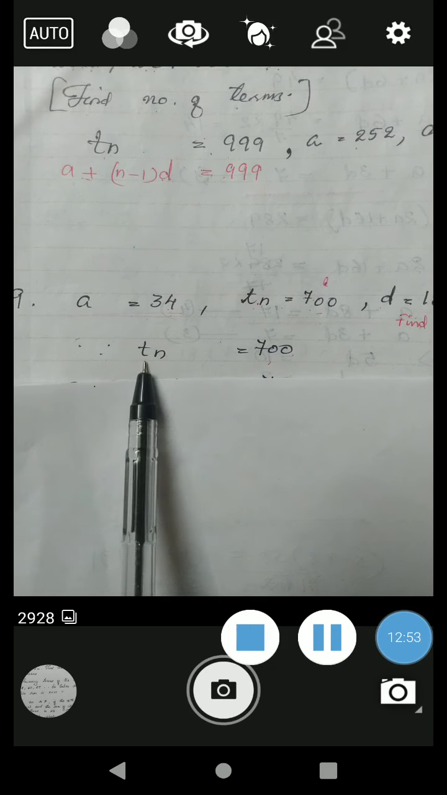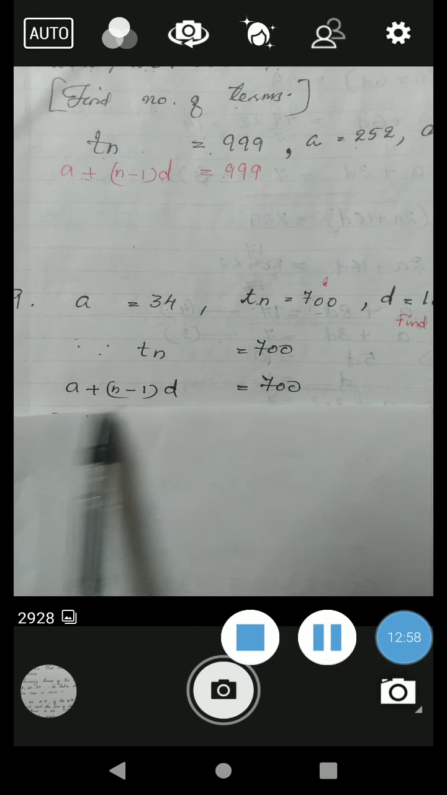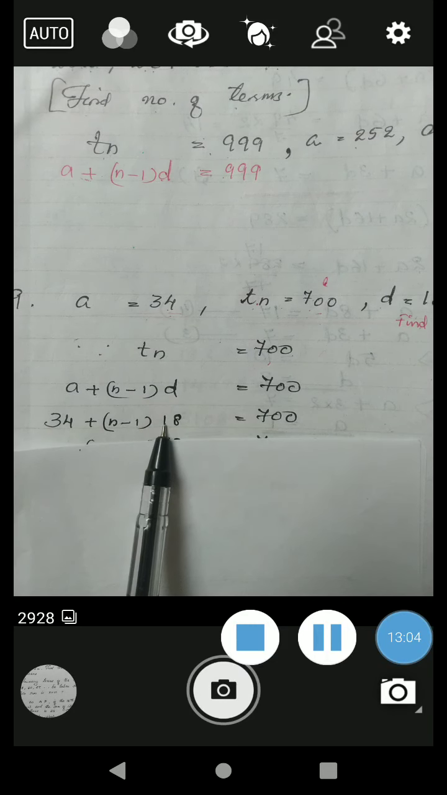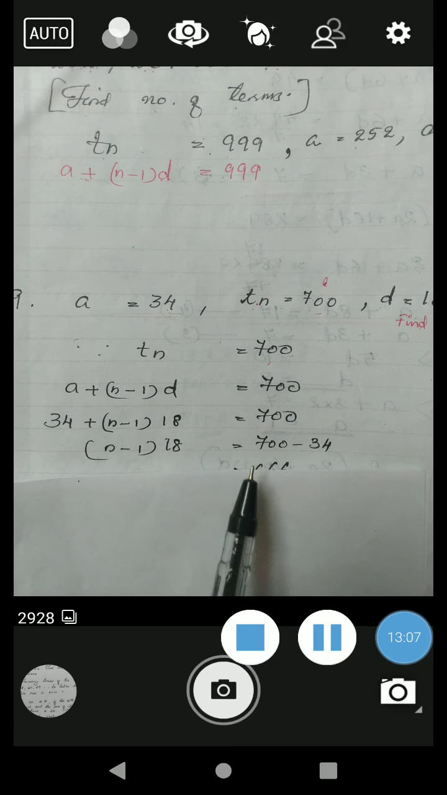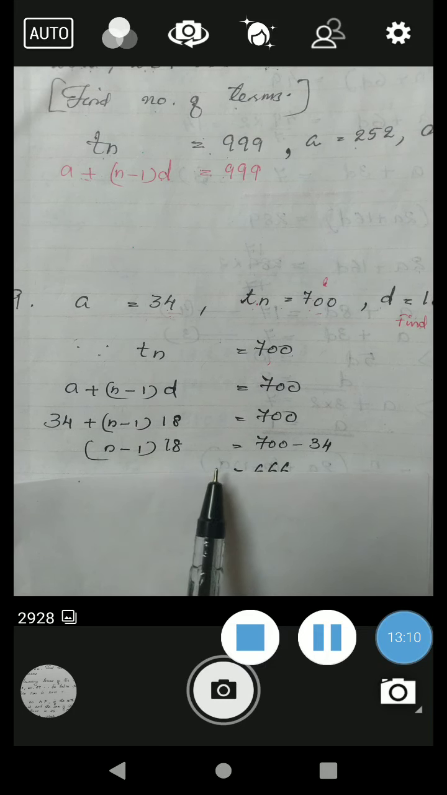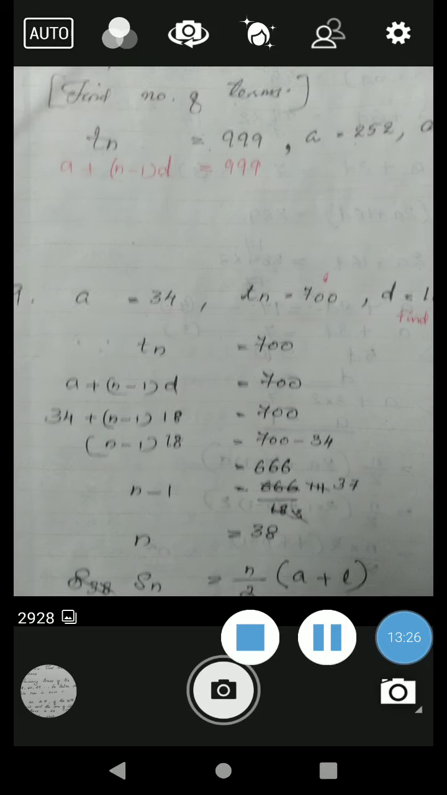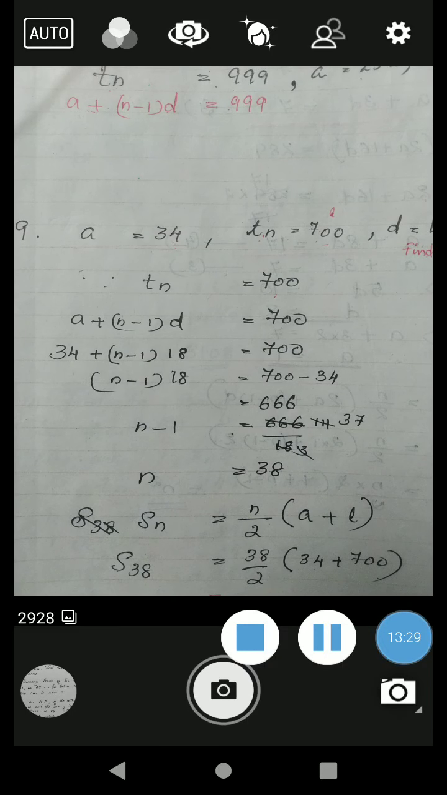For that, we can take Tn is equal to 700. What is Tn? A plus n minus 1 into d. We have already studied that. So write it and substitute values of a and d. Simplify this and transpose 18 to the other side. You can see n minus 1 is equal to 37. Therefore, transposing 1 to the other side, you will get n is equal to 38. And one more thing to be found out, that is the sum of 38 terms.